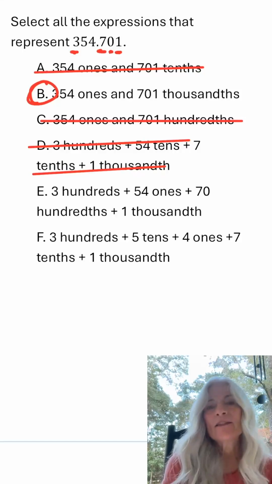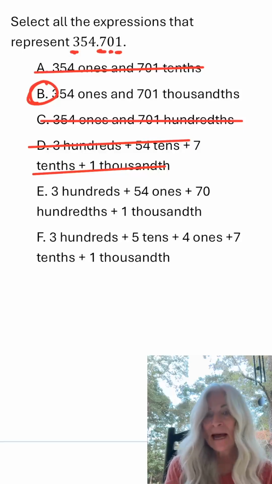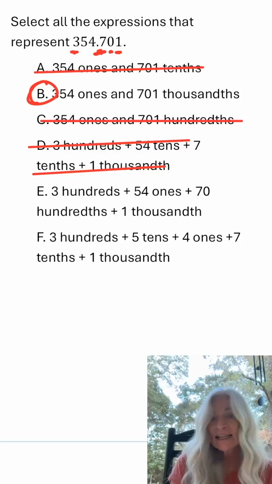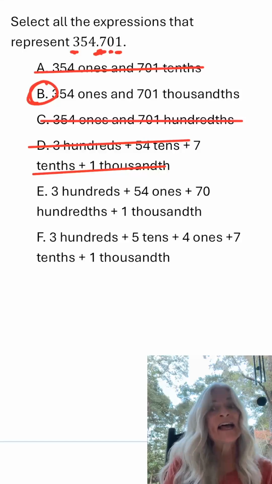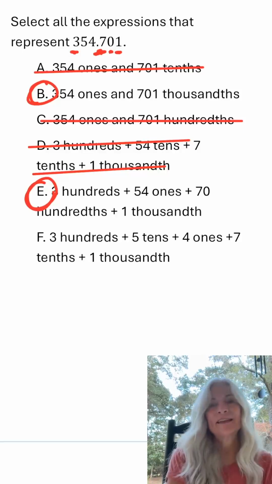Let's look at E. 300. That's true. 54 ones. Yep. 70 hundredths. Now, 7/10ths is the same thing as 70 hundredths, plus 1 thousandth. Yes, that one would represent the number.